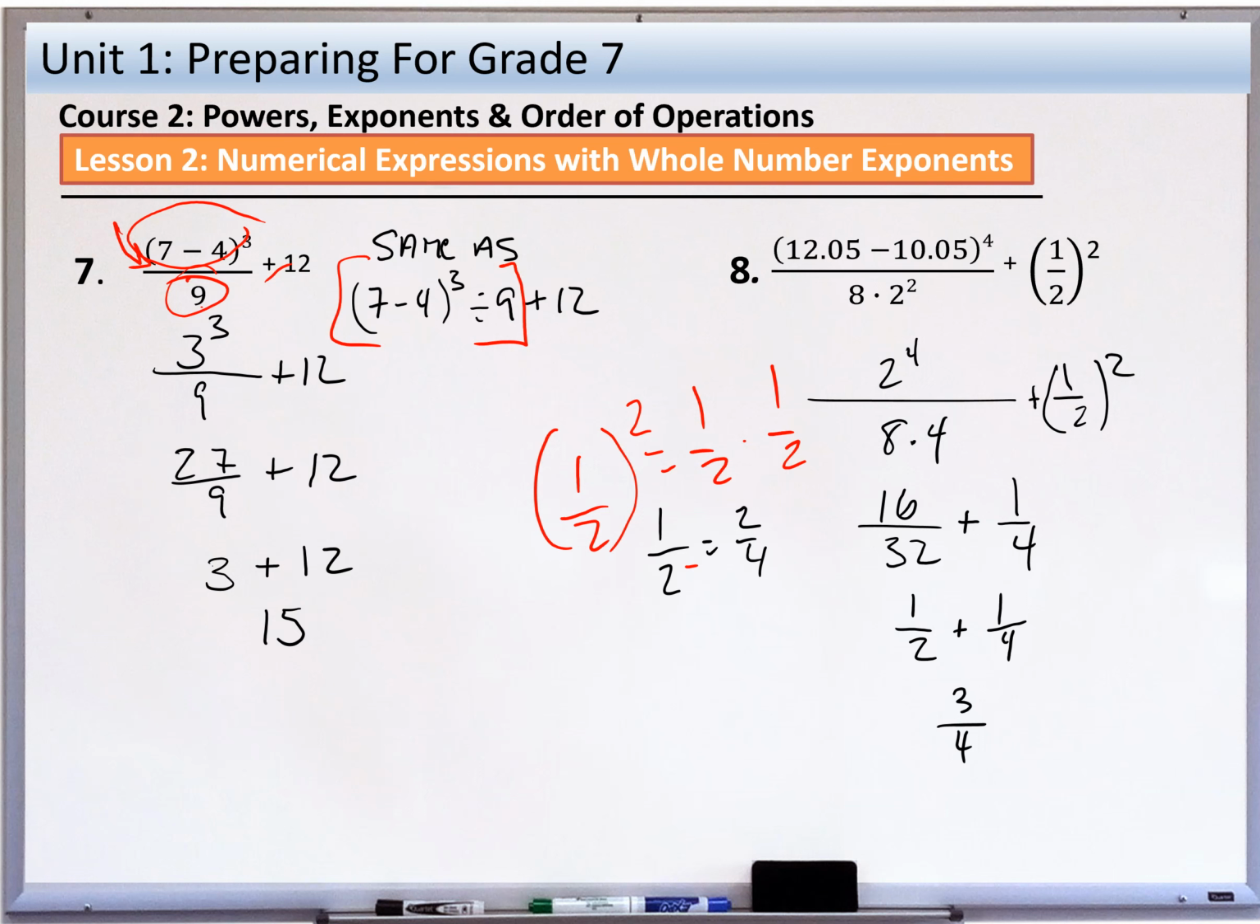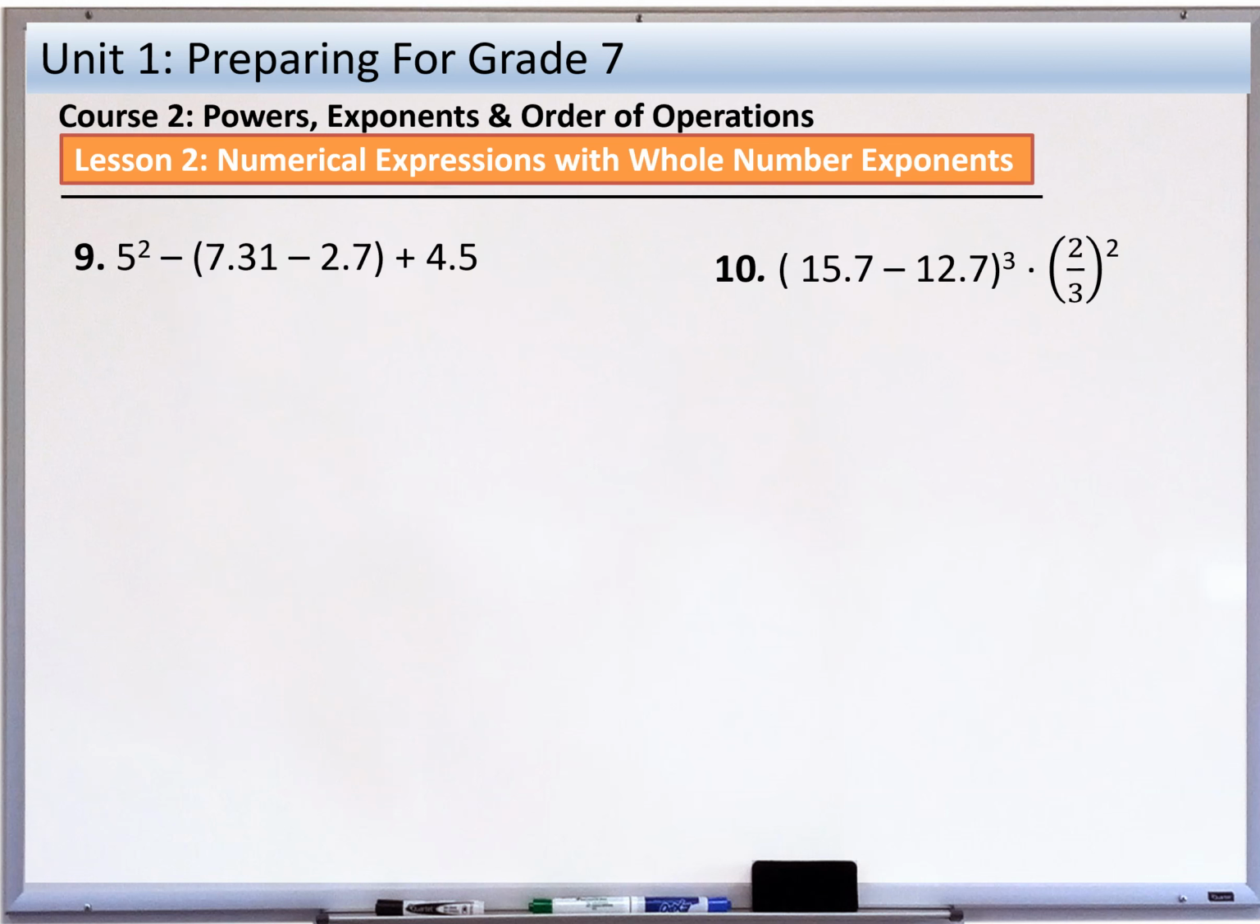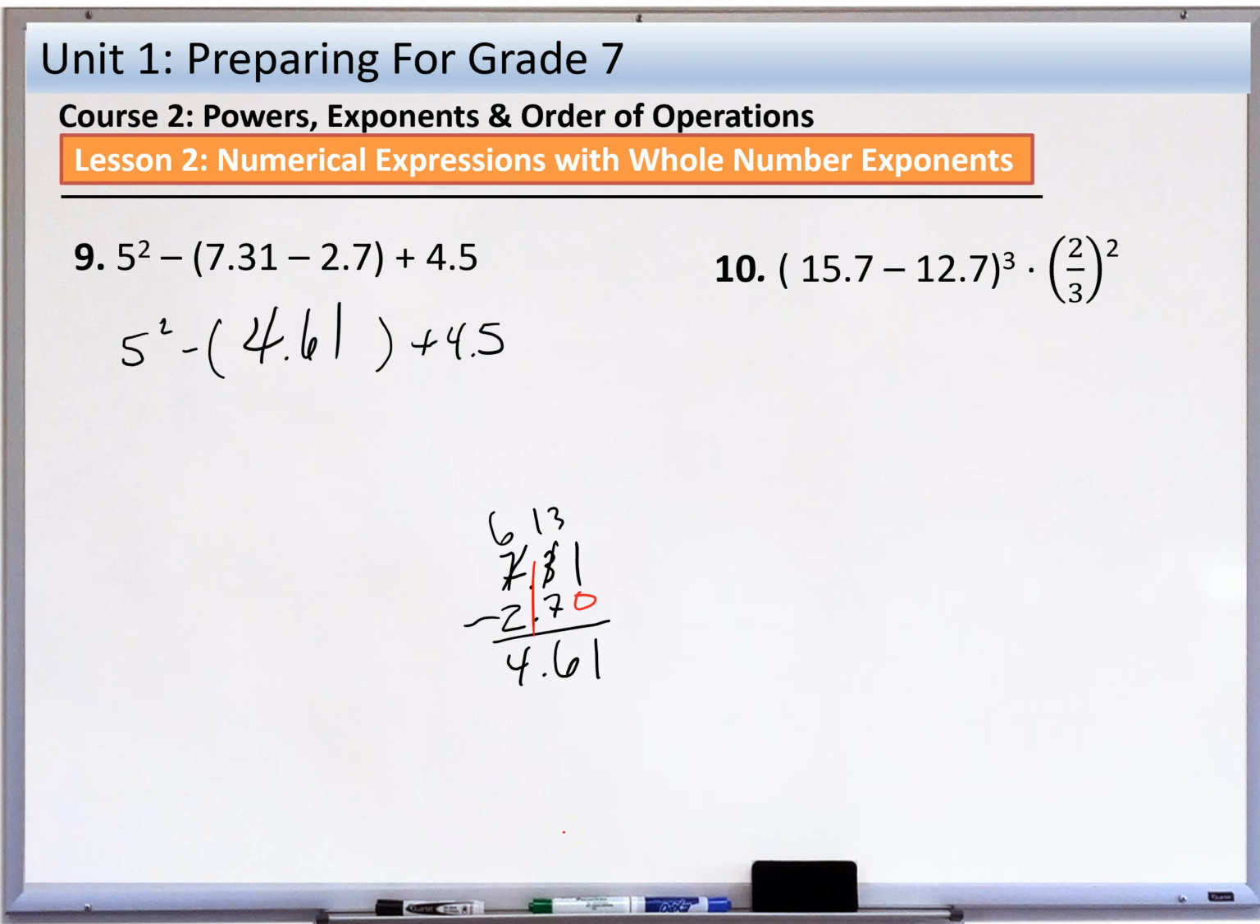Okay, we're going to go along on this one. We're going to finish number 9, number 10. Okay, so I have 5 squared minus this difference of 7 and 31/100ths and 2 and 7/10 plus 4 and 5/10. So I'm going to do my parentheses first. 7 and 31/100ths minus 2 and 7/10. Hold your place value. Line up your decimal. Subtract. I get 4 and 61/100ths. Now I'm going to do my exponent. 5 squared is 25 minus 4 and 61/100ths plus 4 and 5/10.